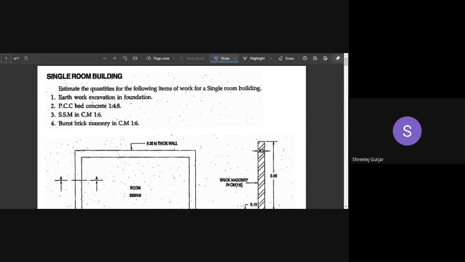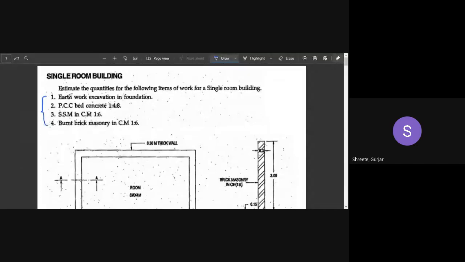We have learned that a detailed estimate has two parts. The first stage has your quantities, and the second part has your abstract and your rates. They have asked us only the first part, only calculating the quantities of only these four works.